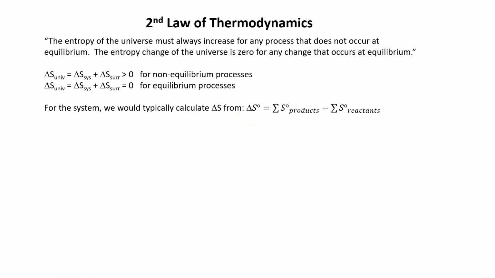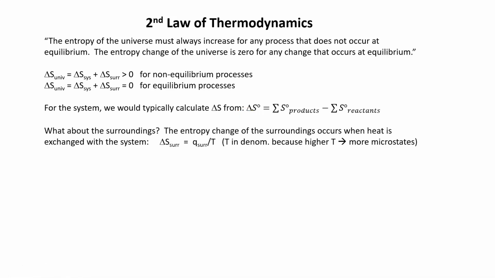Okay, what about the surroundings? So the effective entropy on the surroundings comes from heat. We know that basically you can transfer heat into the surroundings if you have an exothermic process, or you can extract heat from the surroundings when you have an endothermic process. And so we're going to write it this way. It turns out that the entropy is actually the heat divided by the temperature in a situation like this.